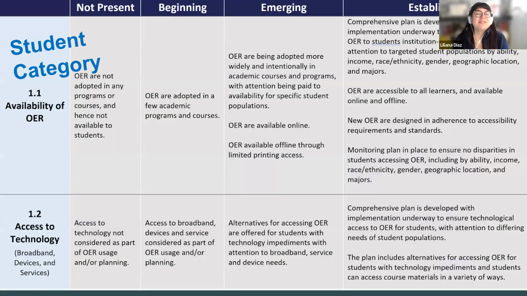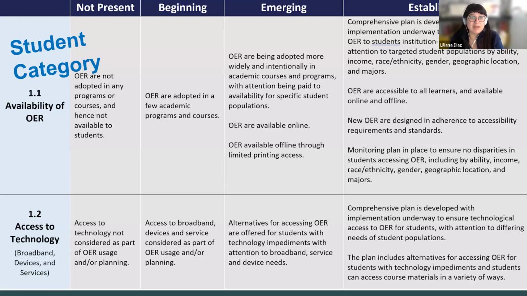Okay, sounds good. So this is an example of one section of the rubric, or one little piece of the rubric. This is the student category. Remember we had students, practitioners, and leadership. You can see here in the scale, not present, beginning, emerging, and established, for example, access to technology. Do students have access to broadband and devices and services that will give them the access they need to these open resources? If you're just starting this work, you might be in the not present scale: access to technology not considered as part of OER use or planning.